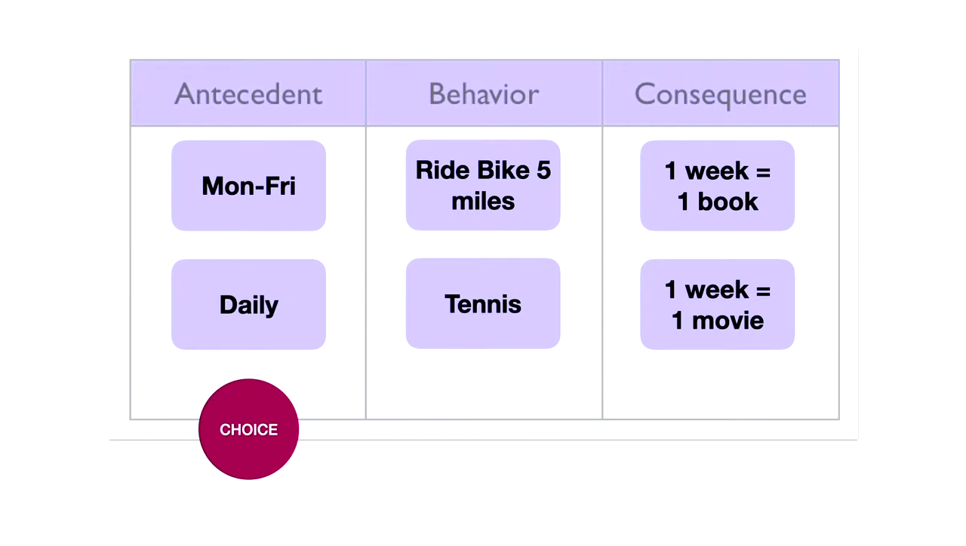It could be Monday through Friday, it could be daily, it could be Monday, Wednesday, Friday, it could be those kind of things, that sort of set. And then my behaviors, I have a choice. I could add a third one, racquetball. Consequence could be book, movie, dinner out with my wife. It could be any one of those. And so this particular model of ABC really benefits from the idea of people making choices.